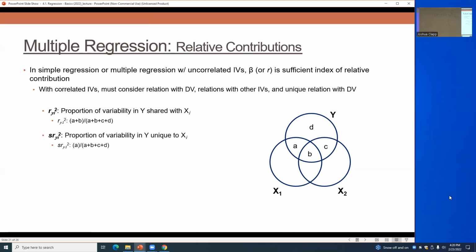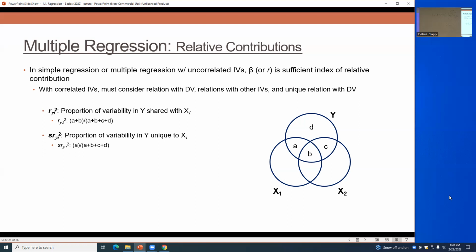Okay. I can also calculate what's known as a semi-partial correlation, okay? The semi-partial correlation is the proportion of total variability in Y that's unique to X1, okay? This is just going to be A over A plus B plus C plus D. Of the total variability in Y, what's uniquely associated with my predictor in this model, okay? X1 shares region B with Y, but B is also shared with X. That gets taken out. My squared semi-partial correlation is just A relative to the whole thing.